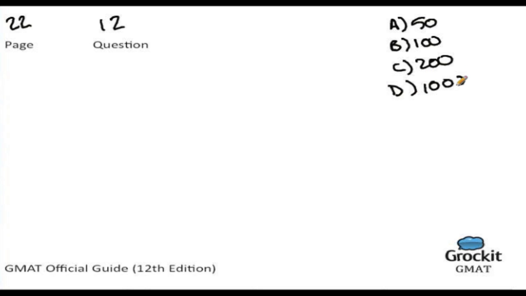So that one says positive integer y is 50% of 50% of positive integer x, and y% of x equals 100. What is the value of x? And we're given some answer choices. A is 50, B is 100, C is 200, D is 1000, and E is 2000.